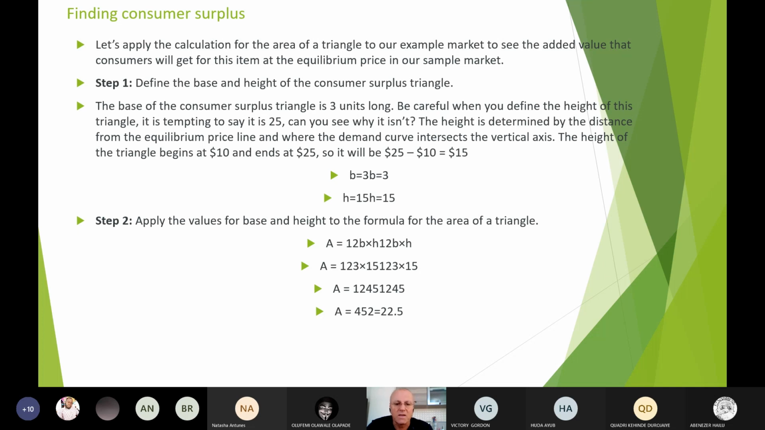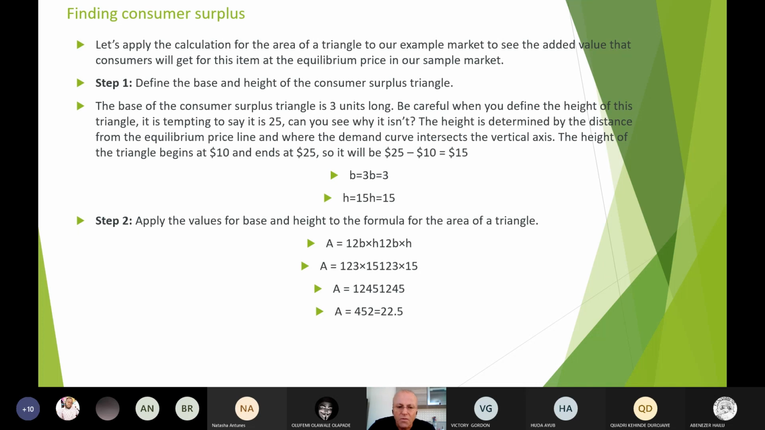Define the base and height of the consumer surplus triangle and find, of course, the consumer surplus and the social surplus together and producer surplus together. The base of the consumer surplus triangle is 3, as I mentioned to you. And of course, you have to carefully calculate the height of this triangle while you are trying to find the maximum point where it is 25, and the intersection point of the equilibrium where it is 10. Then you are going to subtract from each other, it is 15. Therefore, height is 15 because you subtract from 25, the highest point of the price, the equilibrium price 10, which gives you 15.